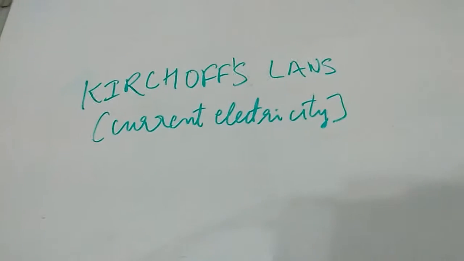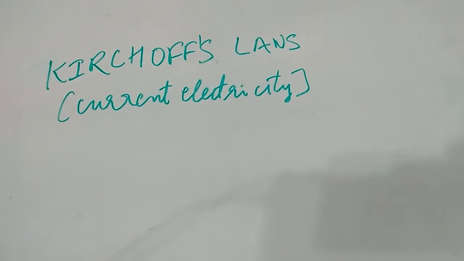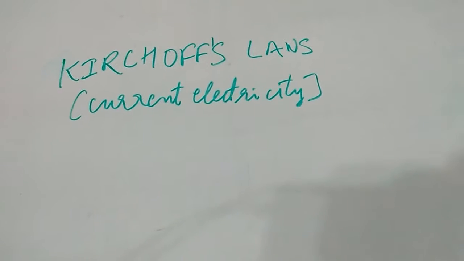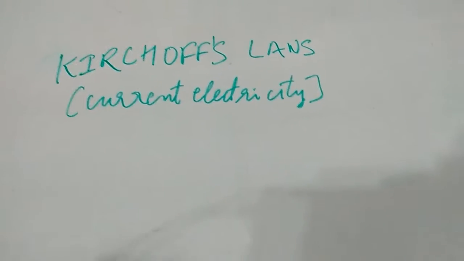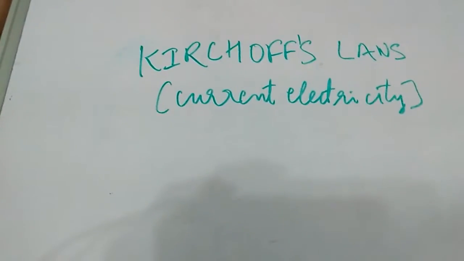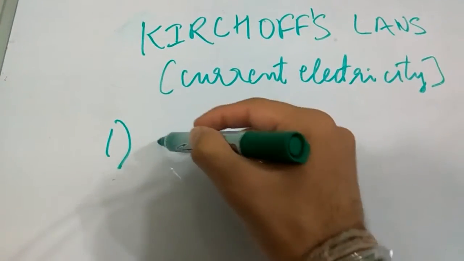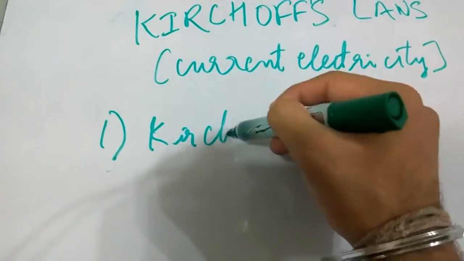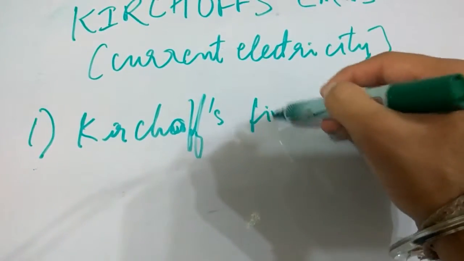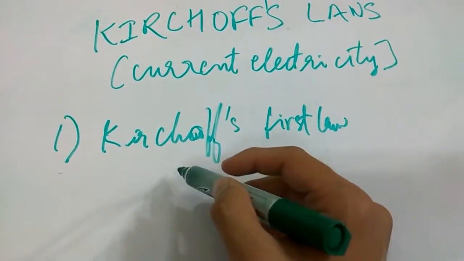In this video, we are going to learn about the two laws given by Gustav Robert Kirchhoff for current electricity. The first law is called Kirchhoff's first law. The first law is called the current law or junction law.